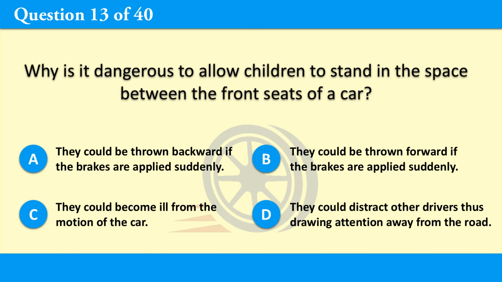Why is it dangerous to allow children to stand in the space between the front seats of a car? A. They could be thrown backward if the brakes are applied suddenly. B. They could be thrown forward if the brakes are applied suddenly. C. They could become ill from the motion of the car. D. They could distract other drivers, thus drawing attention away from the road.